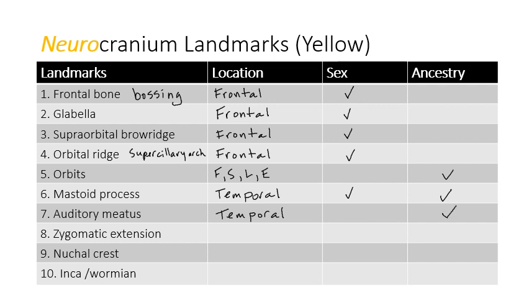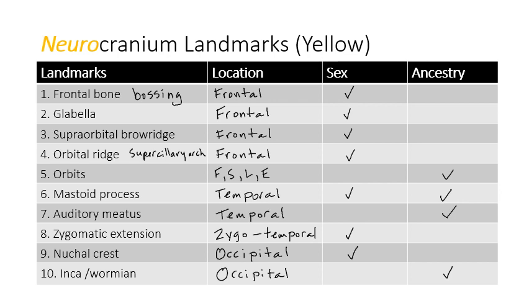Zygomatic extension. So this is on the zygomatic bone as it extends to the temporal bone. So we're just going to say zygo to temporal. So two bones involved there, and it helps us identify the sex of the individual. The nuchal crest, you're going to find that on the occipital, and it helps us identify sex. The inca or the wormian bones, we're going to find that on the occipital bone as well, and that's going to help us with ancestry.